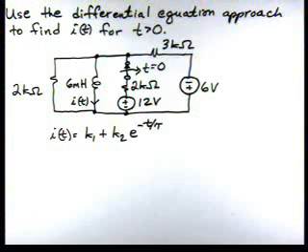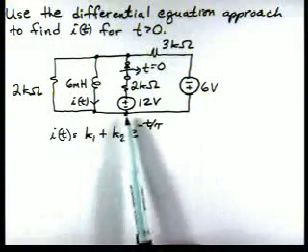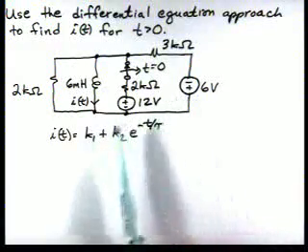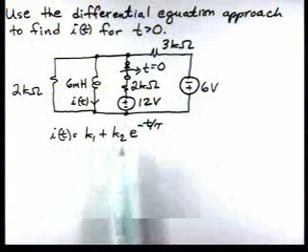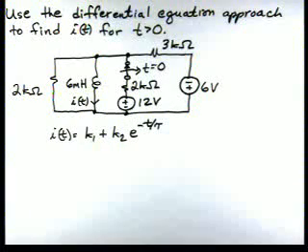In this problem, we're going to use a differential equation approach to find i(t) for t greater than 0. We've got a circuit with an inductor. We have one switch that's going to open at t equals 0. Because we have DC sources, our response is going to be i(t) equals K1 plus K2 e to the minus t over tau. And of course our task is to find values for K1, K2, and tau.